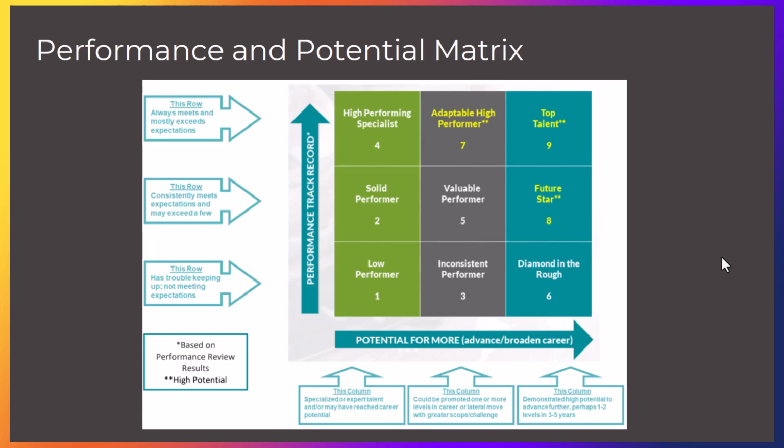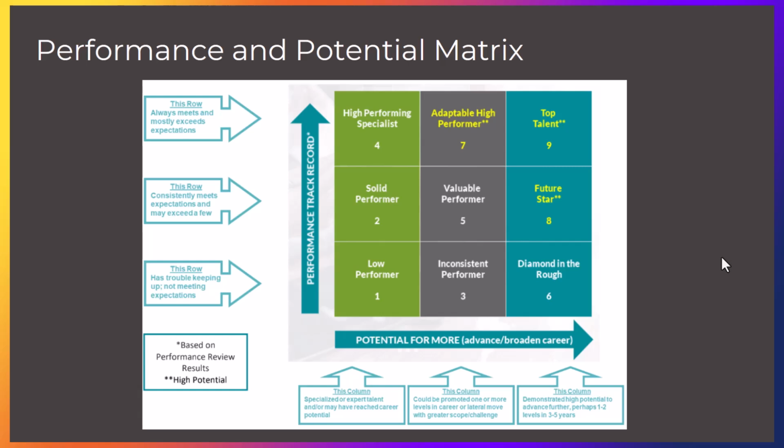So on the left you'll see the performance track record, and on the bottom you'll see the potential to advance or broaden career. And not only is this going to help you with succession planning, but this is really going to help you, I think, just know your workforce and know where you need to lead people and train them and develop them. So that top row there, you can see always meets and mostly exceeds expectations. The second row consistently meets expectations and may exceed a few. And then the bottom row is where they have trouble keeping up or not meeting expectations. And they're based on performance review results, as you can see with their little dots there.